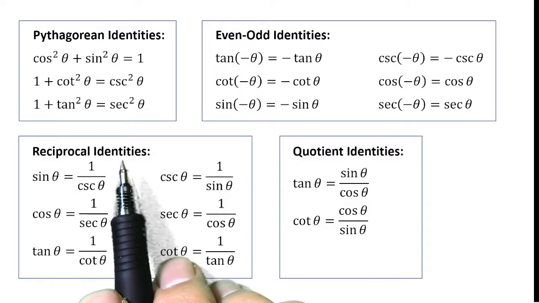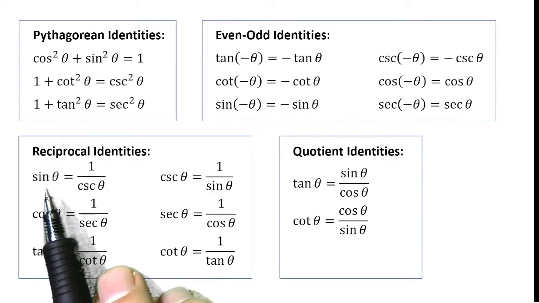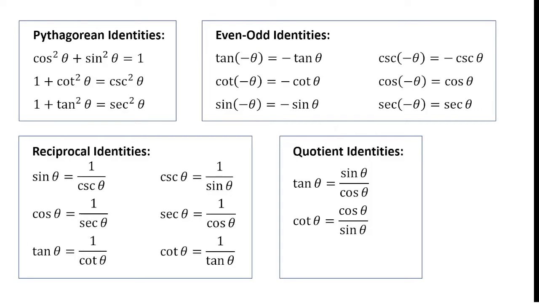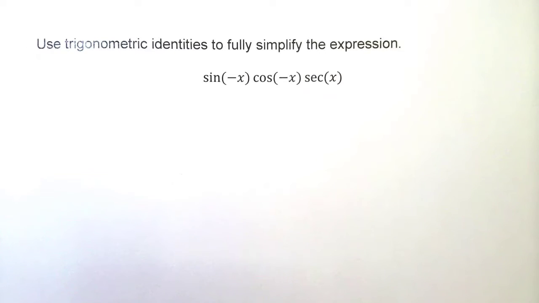We also have the reciprocal identities. These come from the definitions of how these trig functions are defined. So by looking at those definitions, you should be able to verify that fact. Well, all these facts. We also have the quotient identities. And again, these come from the definitions of these trig functions. So tangent theta is sine theta divided by cosine theta. Cotangent theta is cosine theta divided by sine theta. So we're going to put all of these to use to solve an expression such as this one.